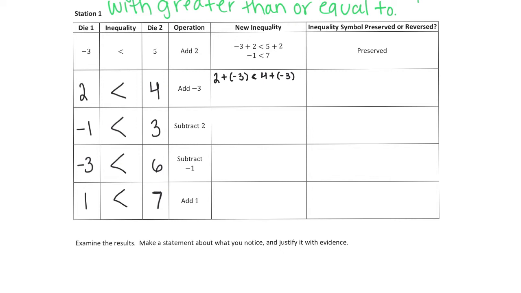So now we're going to look at both sides of our inequality. I have 2 plus negative 3, which is going to give me negative 1. And then I have 4 plus negative 3, which is going to give me positive 1. Let's put our less than symbol between them. Now, let's look here. I have negative 1 is less than 1. When I added my negative 3, did my inequality symbol change? No, it did not, so it is preserved.